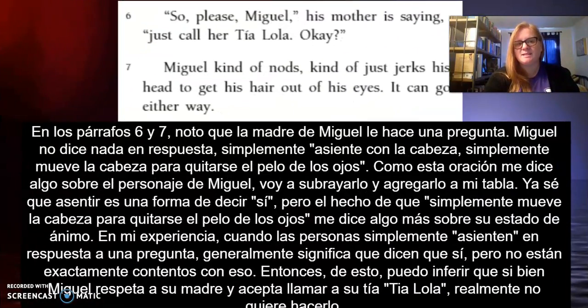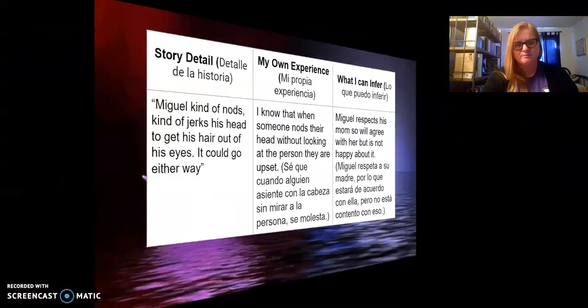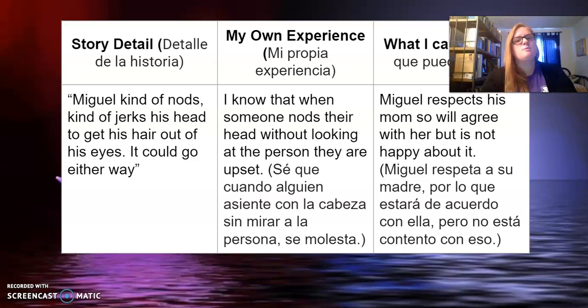So how I would put this, oh, and I'm sorry, this is the Spanish one. It was too large, so I needed to separate the slides. So this is what my chart would look like.